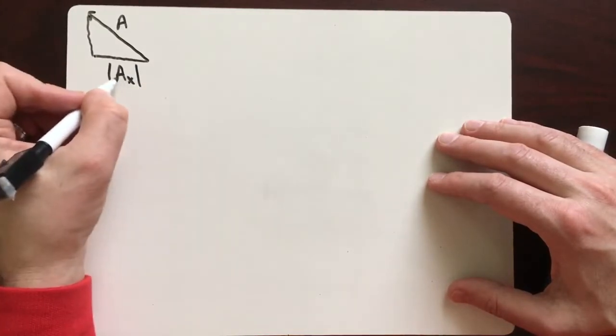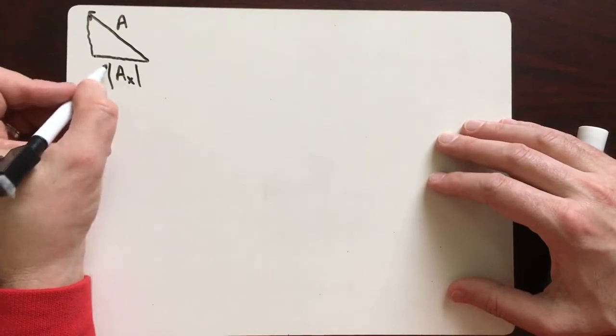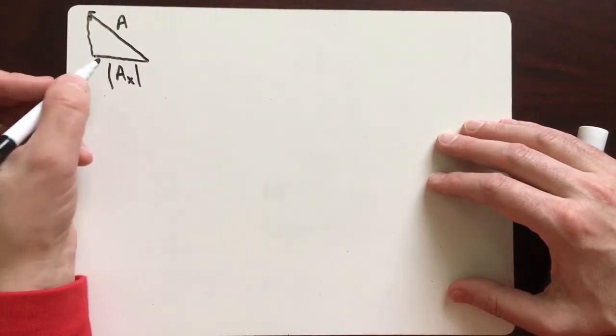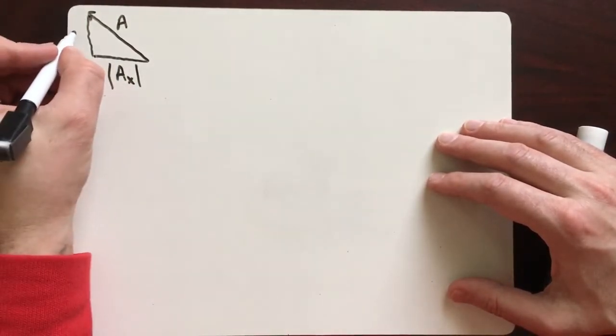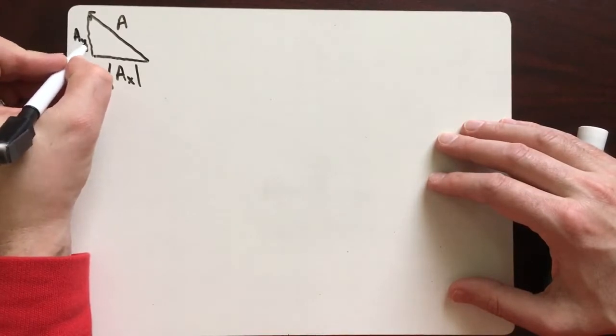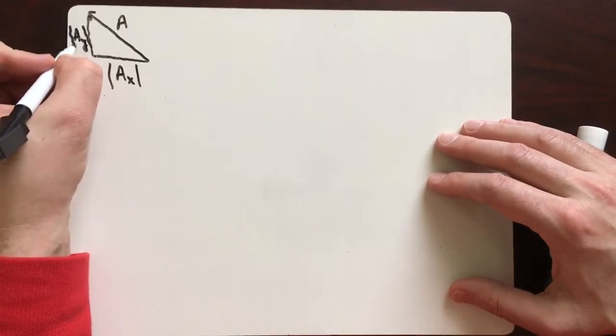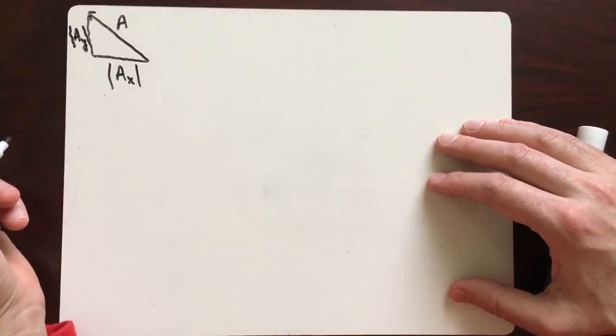And because it can be positive or negative, the x component can be positive or negative, I have to take the absolute value of it because the side of a triangle is, by definition, always positive. And here's the y component. And again, I have to take the absolute value of it.